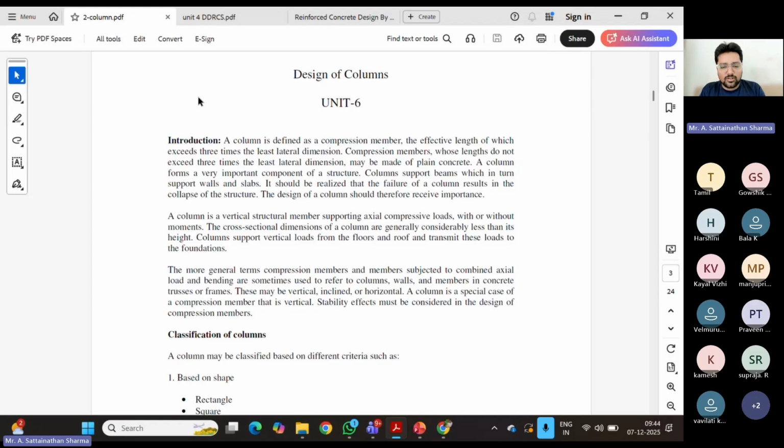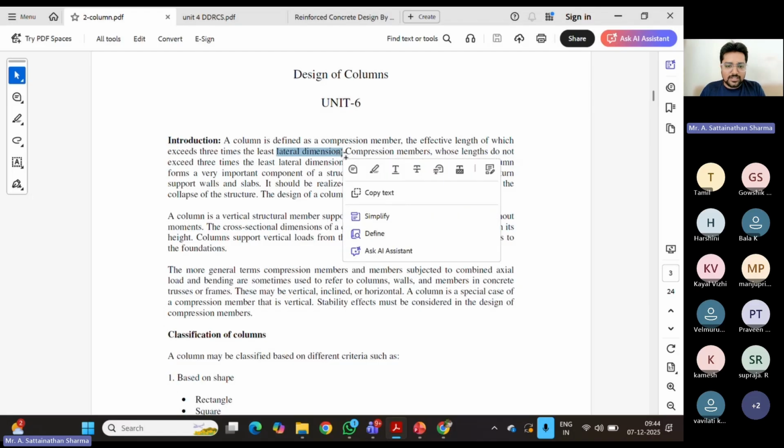When you go for a beam, you'll call it a depth. As far as a column is concerned, we'll consider width and breadth. So three dimensions we have. So here the least lateral dimension. Lateral is nothing but the other direction. One is a vertical direction. The other two directions are lateral directions. So lateral direction is 200 by 300. I'm not considering the height of the column here.